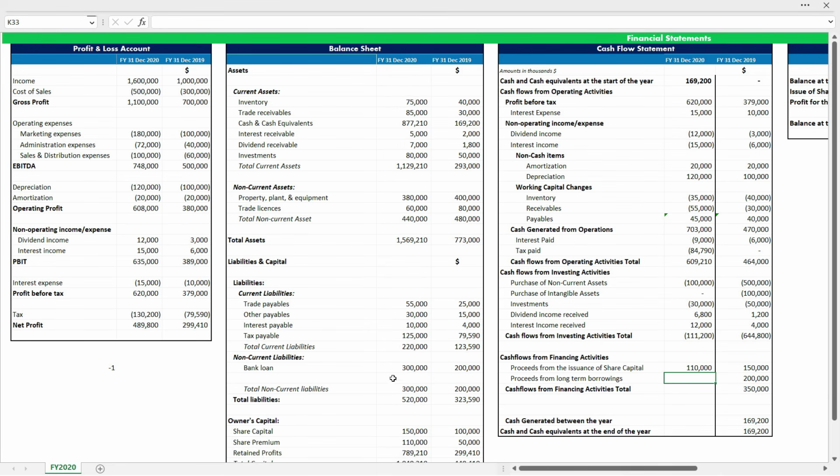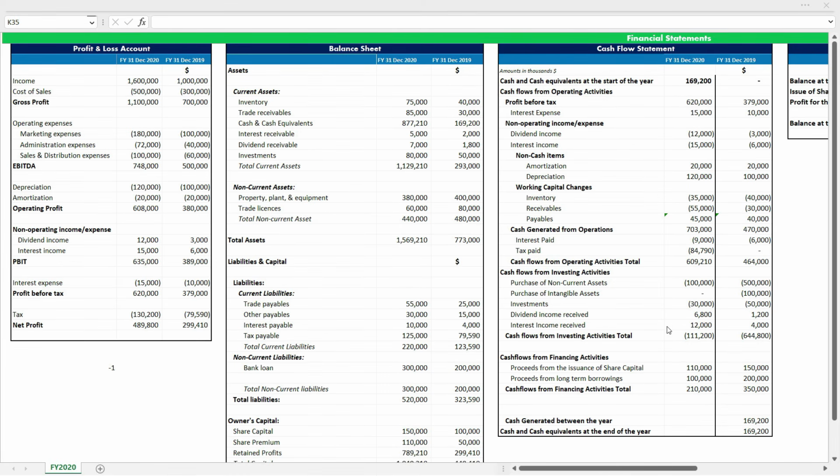Now let us talk about proceeds from long-term borrowings, and that can be seen here, the bank loan, non-current liabilities, and that would be again this value minus the previous year value. So this becomes 100,000 increase, and with that we can now also calculate the total of these two. That should be the cash flows from financing activities total.